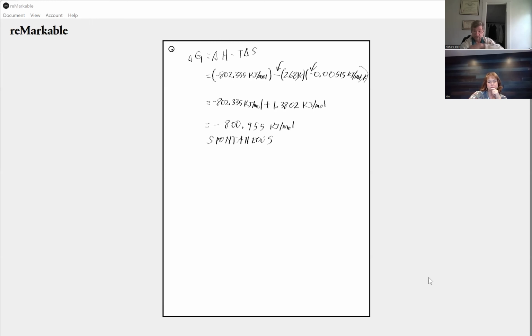Now, I've said before, this is the amount of work you can get out of this reaction. So if I wanted a methane-driven car, they're starting to capture methane from cows, cow flatulence. They're experimenting with capturing it as a fuel source. So if I put this into an engine, how much work could I get out of it? Force times distance work, almost 801 kilojoules per mole of methane. And at STP, 1 mole is 22.4 liters.